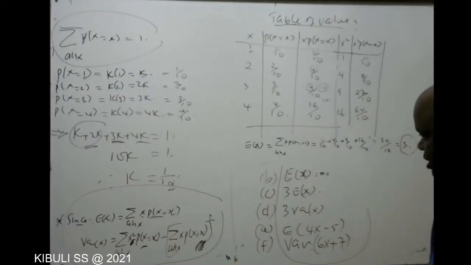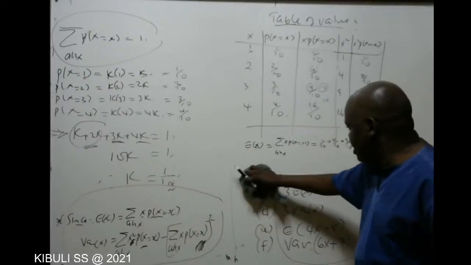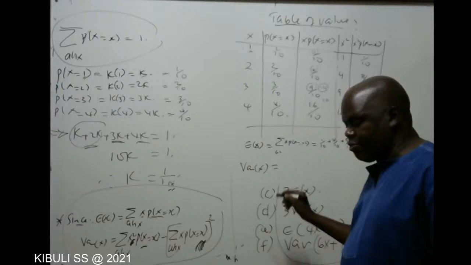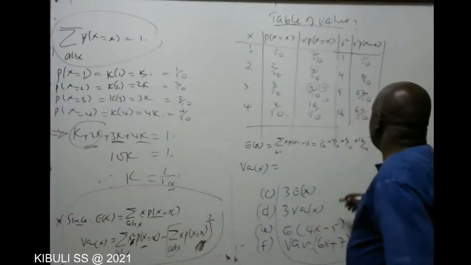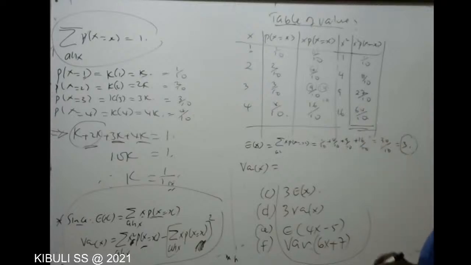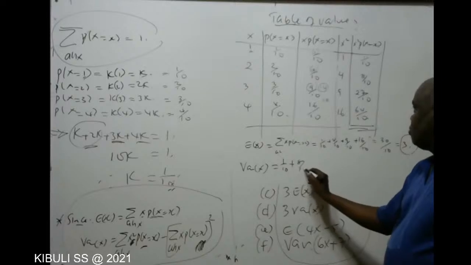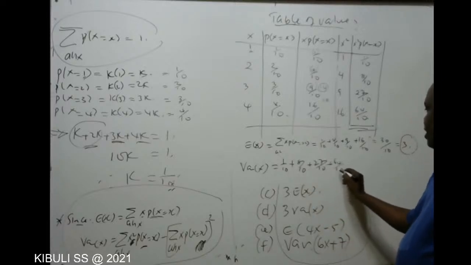Once you're done with that, then you can humbly come and write and say, that means the variance of x. If you already know the formula, it is the sum of this square. So we are going to sum this here, which will be equal to 1 out of 10 plus 8 out of 10 plus 27 out of 10 plus 64 out of 10.